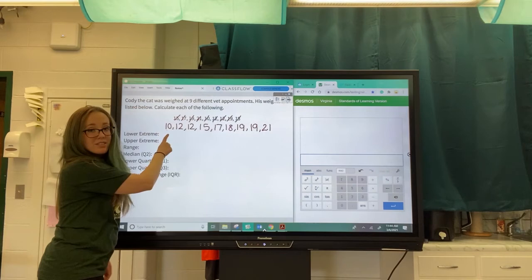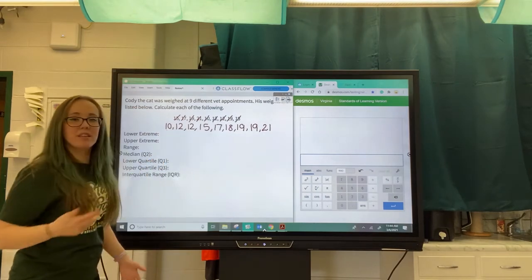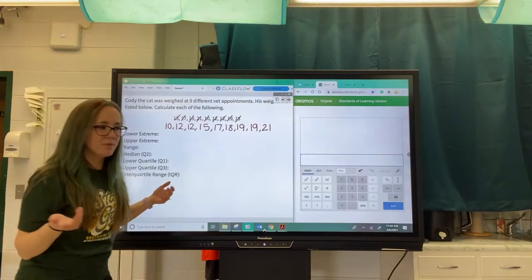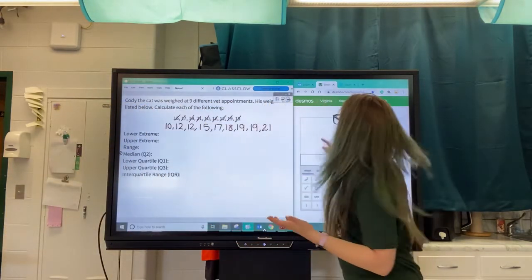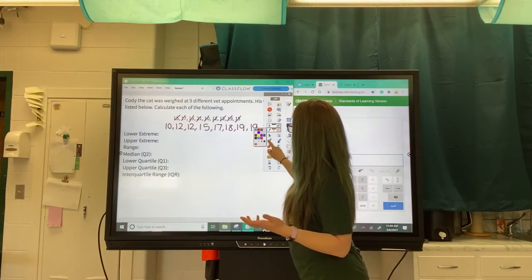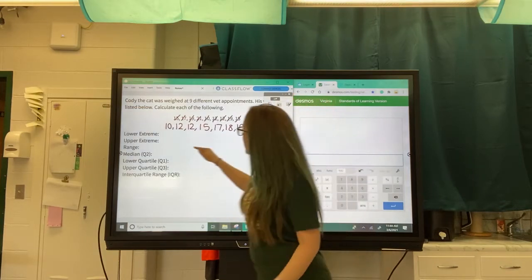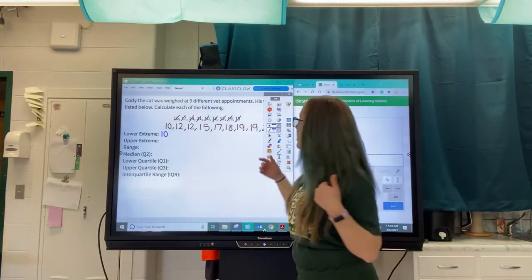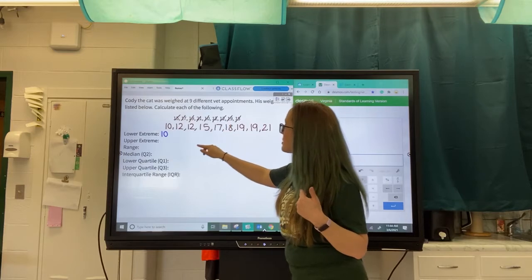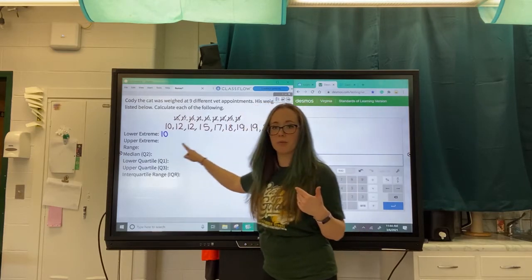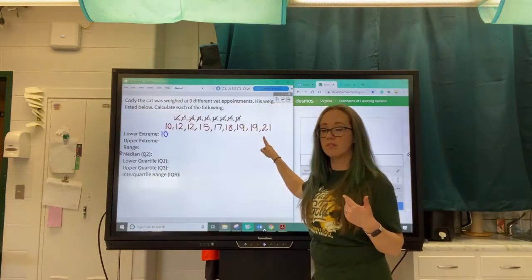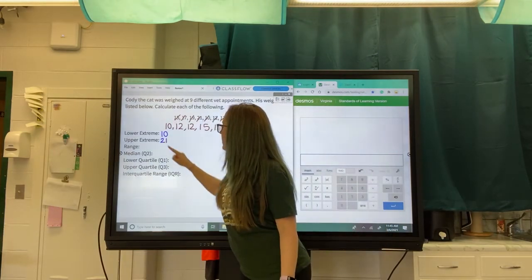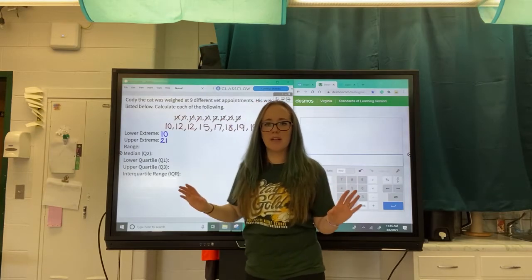Step 2, find your biggest and smallest numbers, and that's not hard either. My smallest number is 10. The only way that they make this confusing is they try to give it a new name. They call it the lower extreme, but that just means what's the smallest number up there? So the smallest number is 10. Look, we haven't done anything hard yet, and we've already got one part done. So there's my smallest number. What's my biggest number? My upper extreme, 21. Okay, not too bad yet.